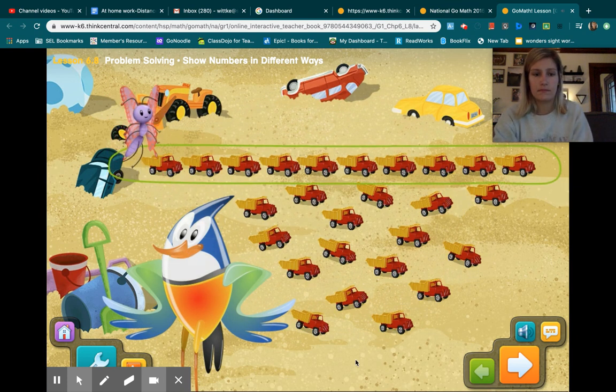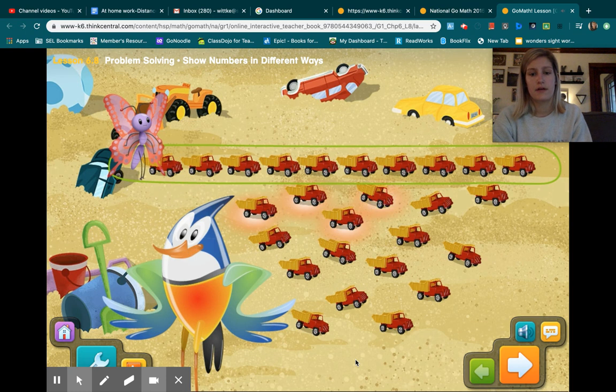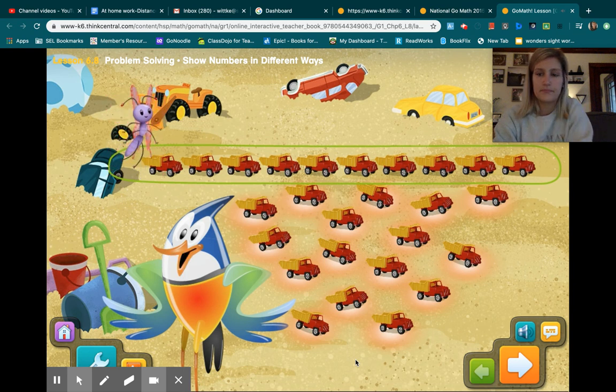That's 110. Now let's count the others. 1, 2, 3, 4, 5, 6, 7, 8, 9, 10, 11, 12, 13, 14, 15, 16. Wow! Now we can see the trucks as 110 and 16 ones.